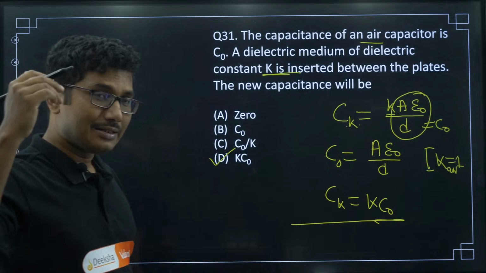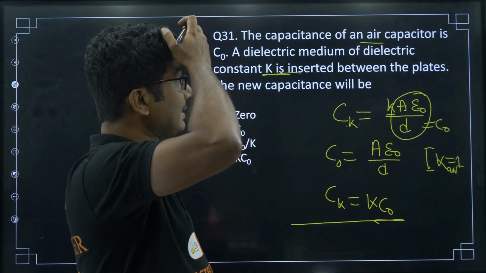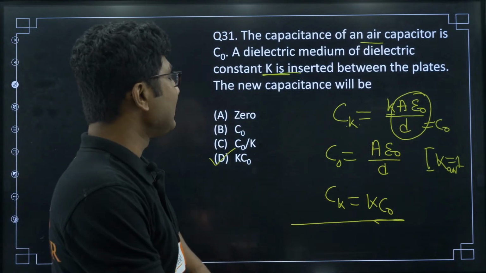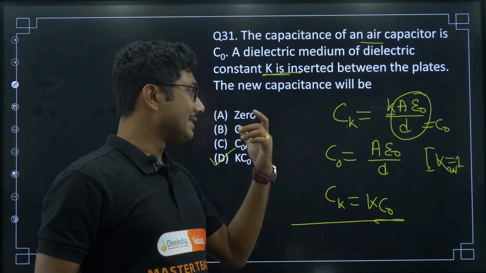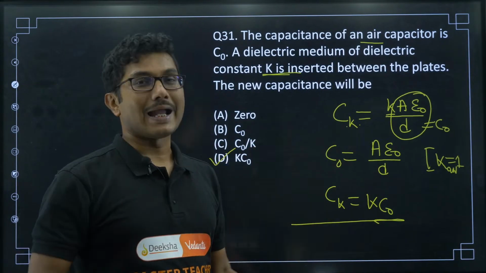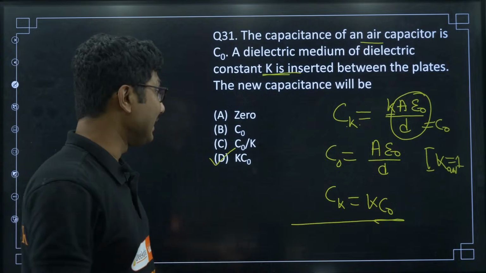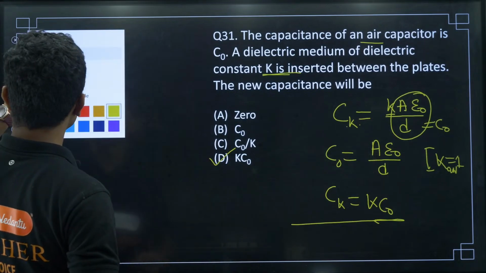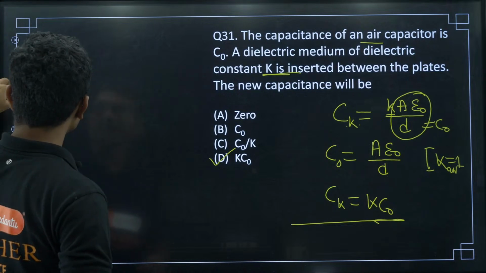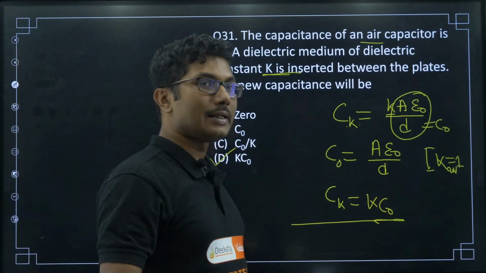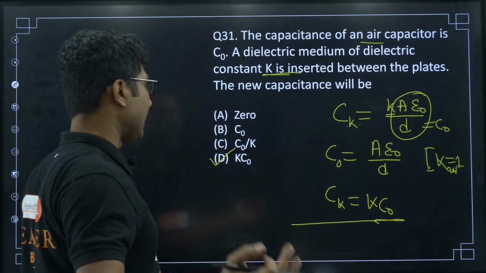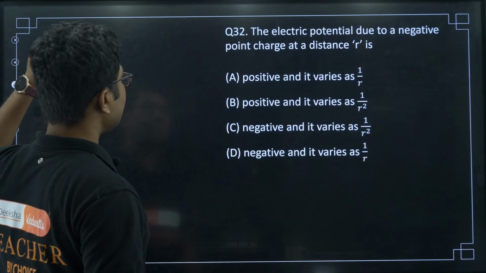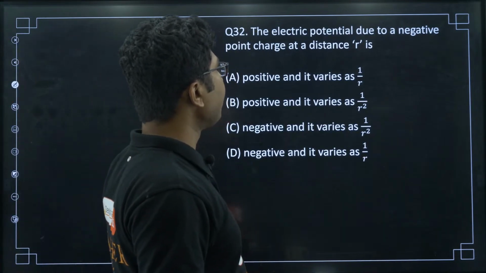Now, in the past there was a question in KCET where they asked, if the capacitance is C with the dielectric, and you remove the dielectric, what will be the capacitance. In that case, it would have been C by K. If you remove the dielectric, it will become C by K. If you add the dielectric, it will become C into K. Okay. Next question, easy question.